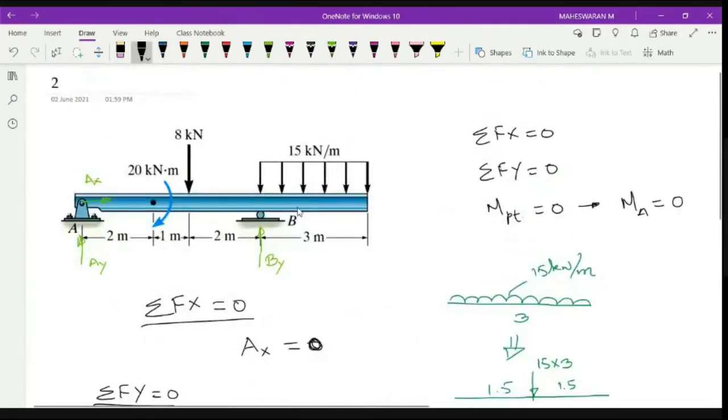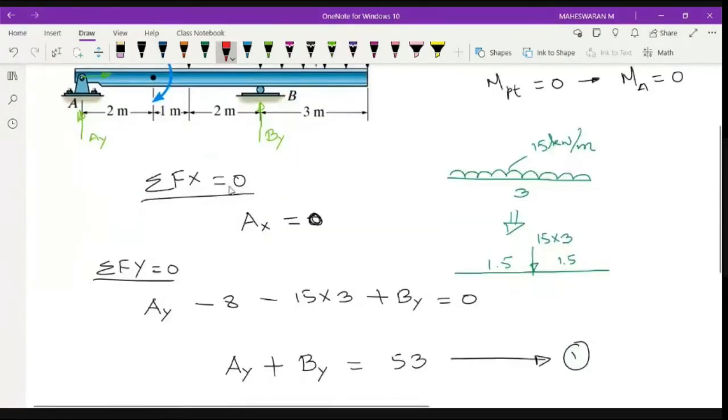And this is a UDL. So if I consider this UDL and convert it to a point load, what will you get? You will get at the center 15 into 3, right? 15 per meter. ஒரு மீட்டருக்கு 15 கிலோ நியூட்டன். எத்தனை மீட்டருக்கு இருக்கு? 3 meters இருக்கு. So you have to multiply with 3, right? So which means that is also downward.